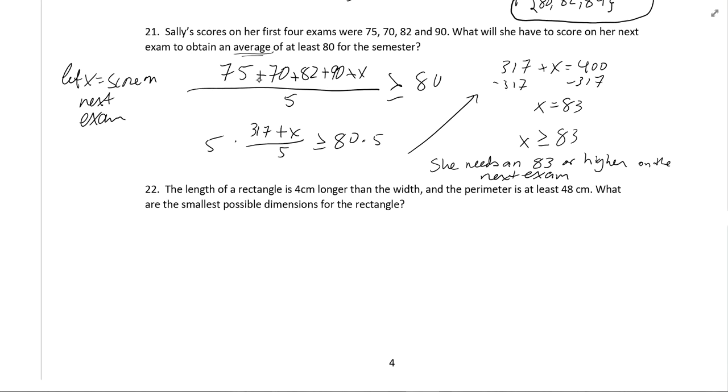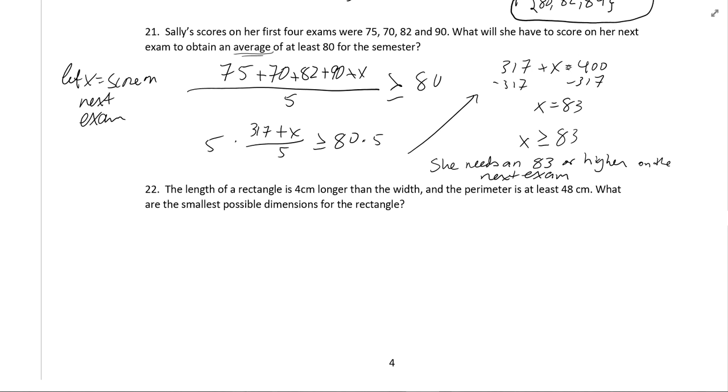So remember, to find the average, you have to add them all up and divide by however many you have. So in this case, you have 5 tests because you have the first 4 plus x, or the next test. And she wants to get at least an 80. All right, so remember, you need to add all these together. So 317 plus x divided by 5. You need to get rid of the denominator, so you multiply by 5 on both sides, which gives us 317 plus x equals 400. And then to solve for x, we're going to subtract 317 from both sides. So you get x equals 83, which means x is greater than or equal to 83. So she needs an 83 or higher on the next exam.